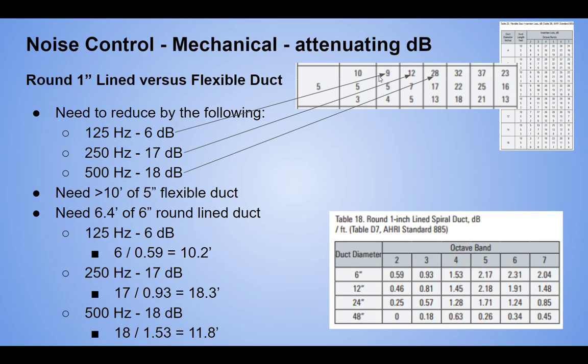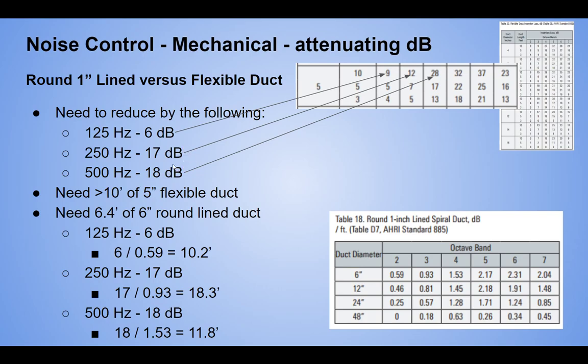So at 125, we would get 9 dB if we have 10 feet. We would blow this up. This is the size of the duct, the length of the duct, and then this is octave band 2, which is 125. So 9 would cover that. 17 does not cover, 12 does not cover 17 at 250 hertz. But the 28 would cover the 500 hertz.